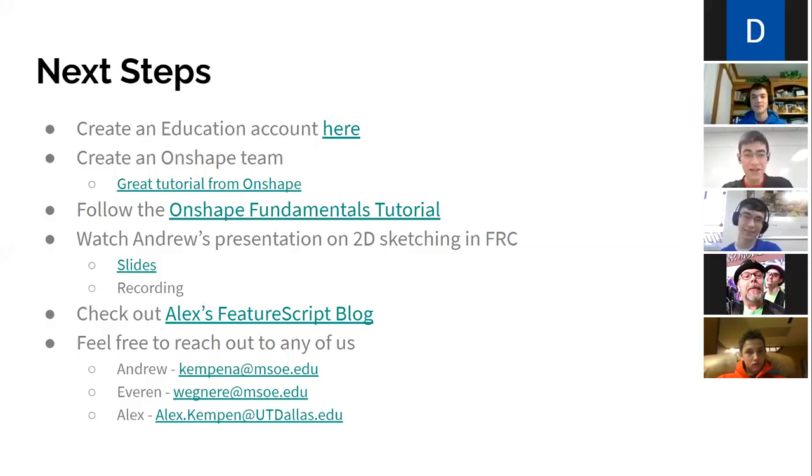So create an education account if you're interested in playing with OnShape. It's free, easy to do. There's a link right there you can click on, or you can just search for OnShape education account. If you're interested in using it for your FRC team, there's a really awesome tutorial from OnShape themselves on how to create a team in OnShape so you can share all your documents and have everything be shared among your team.